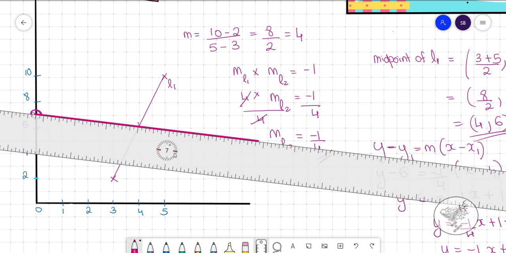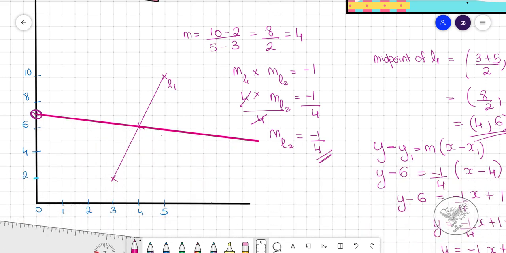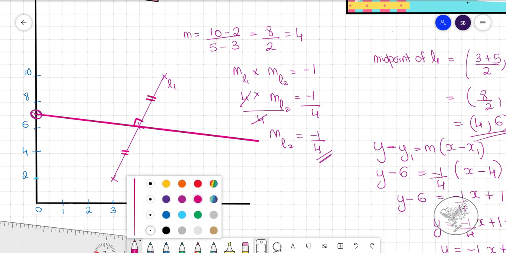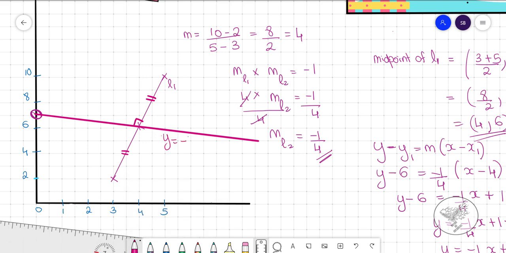Now this would be the line of the perpendicular bisector. That is a line. So this is 90 degrees. This length is equal to this length. And the equation of this is y is equal to minus 1 over 4 x plus 7.